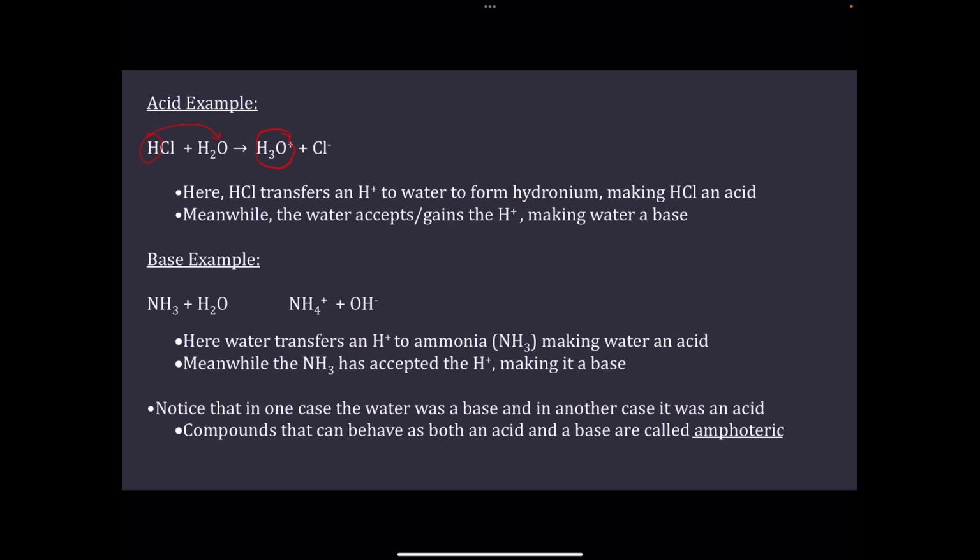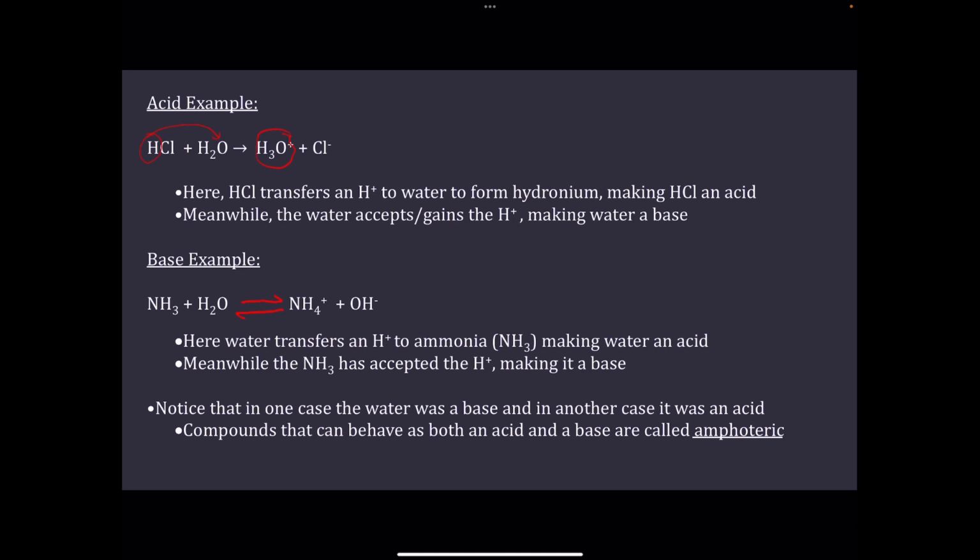But we also can have, again, that water here behaving as a base because it can accept the hydrogen from that HCl. Now, if we look at our base example, here we've got NH3. NH3 is ammonia. We put that NH3 into water, and we're going to produce NH4+ and OH-. Here in this scenario, water transfers one of its hydrogens to the ammonia. So the ammonia gains hydrogen, making the ammonia the base. It's accepting the hydrogen, forming that NH4+. The water loses a hydrogen. It gives the hydrogen away to the NH3, making that water an acid.